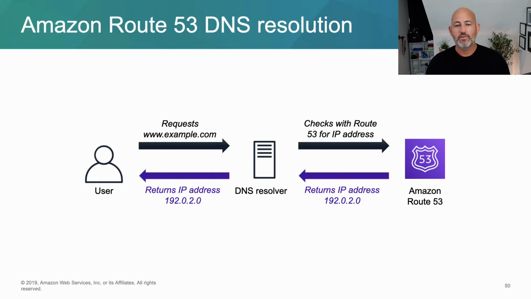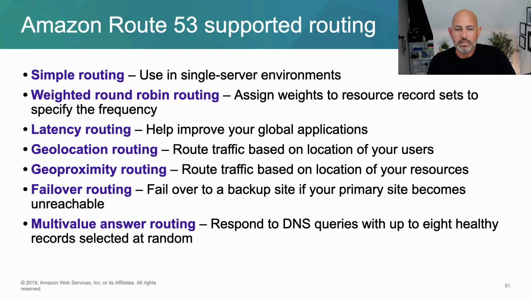And so in terms of Route 53 DNS resolution, you can see that it returns an IP address, and basically that's what a DNS resolver does. You ask for a name, and it returns back an IP address. There are a few different routing methods to be aware of, and these are really powerful to know about in terms of building sophisticated architectures.